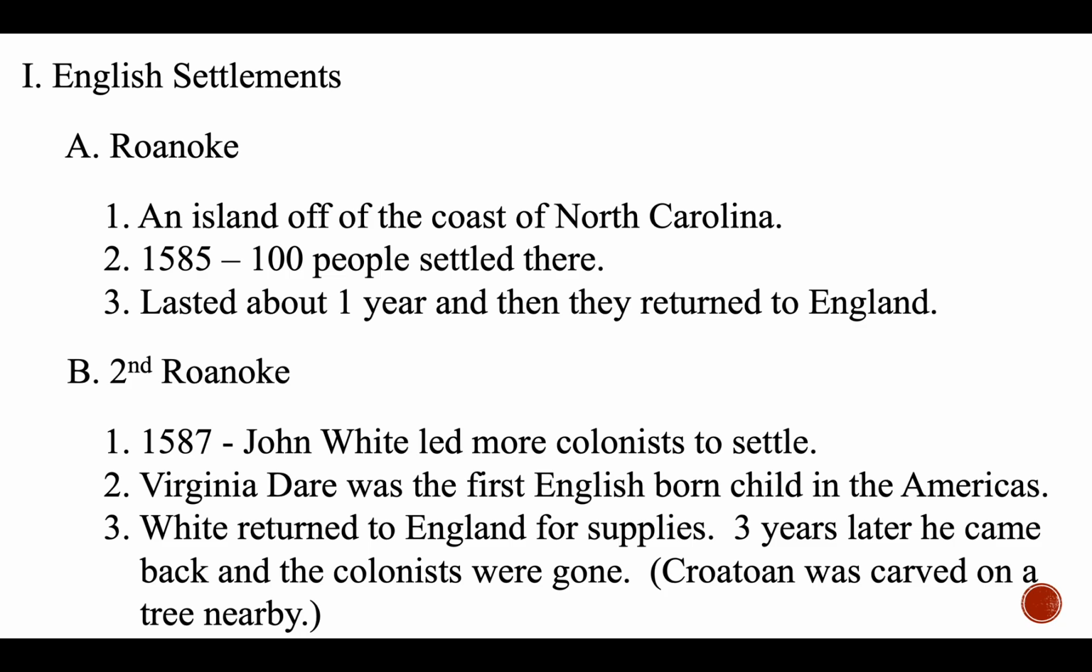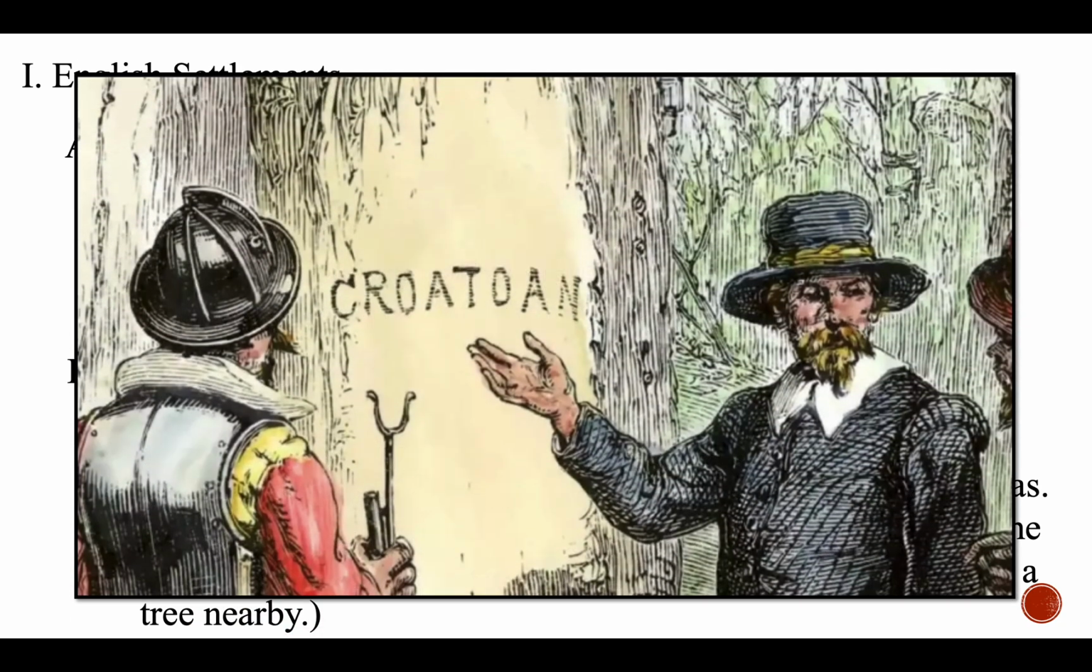The only thing they really found was the word Croatoan carved on a nearby tree. There's a drawing of it, Croatoan. And that's the only thing they could find. Although they have done studies and they searched, no one knows what happened to the colonists of Roanoke.